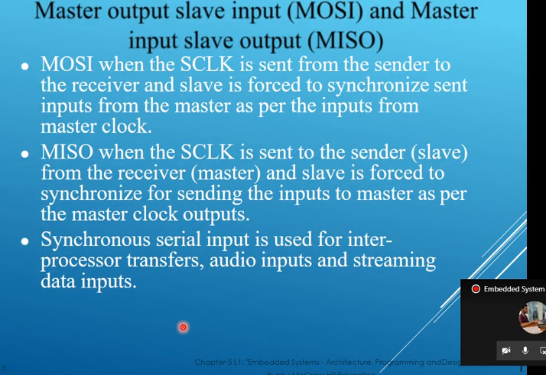And here in a serial input there will be two modes of operation. One is master output slave input, and the other is master input slave output. Nothing else, so master and slave, two will be there. Master represents giving the command, and the slave represents always accepting the command from the master.